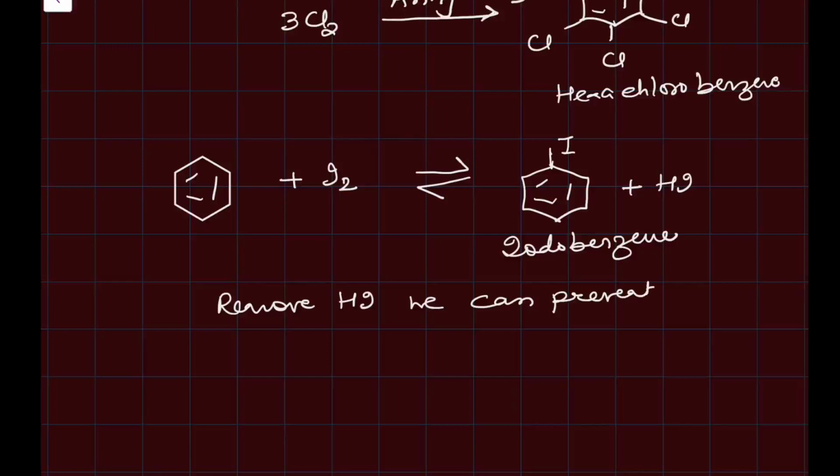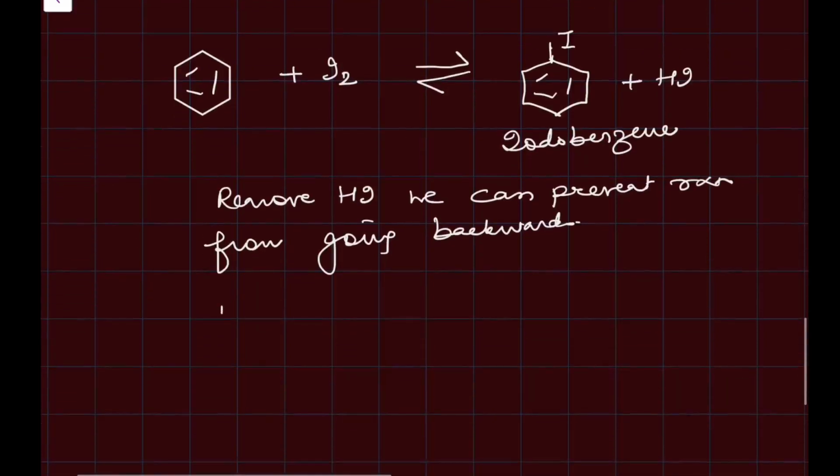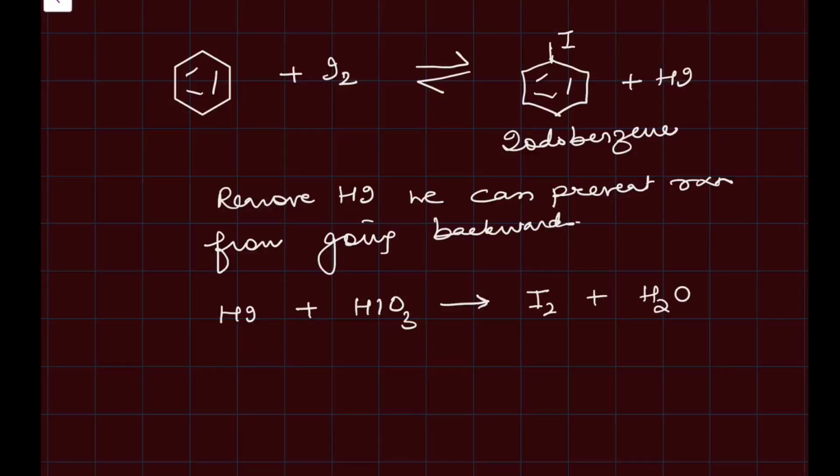So how do we prevent the reaction from going backwards? Very simple. We treat HI with any oxidizing agent like periodic acid to give you iodine. So now the reaction will not go backwards. Let's balance it out. 3, and here we get 5 or 1, 6. So this is going to be 3, right?